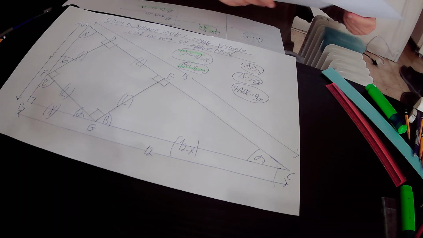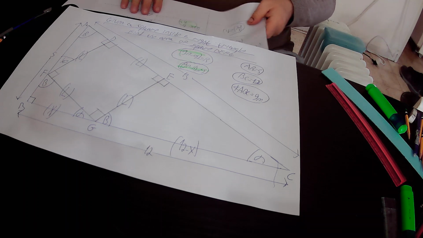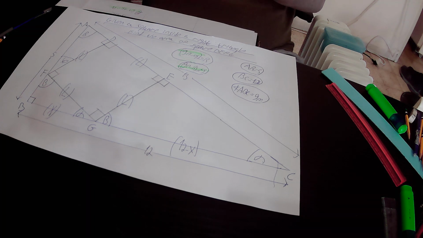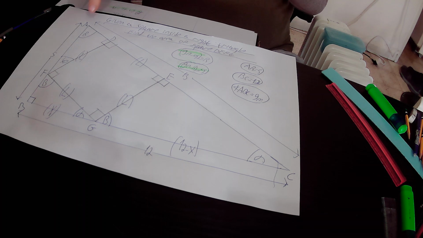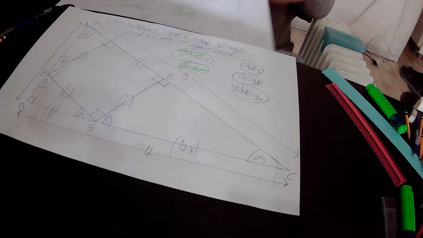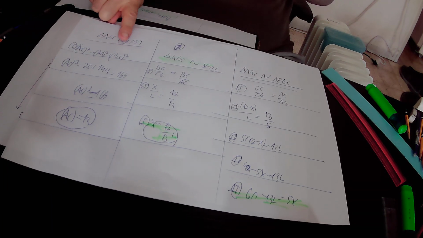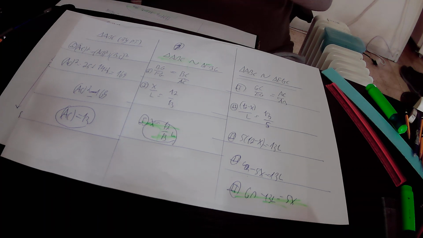So first of all, we implemented the Pythagoras theorem in our right triangle, triangle ABC. According to the Pythagoras theorem, in any right triangle, the square of the hypotenuse equals the sum of the squares of the perpendiculars. The hypotenuse in the right triangle ABC is AC, therefore AC square must be equal to AB square plus BC square.